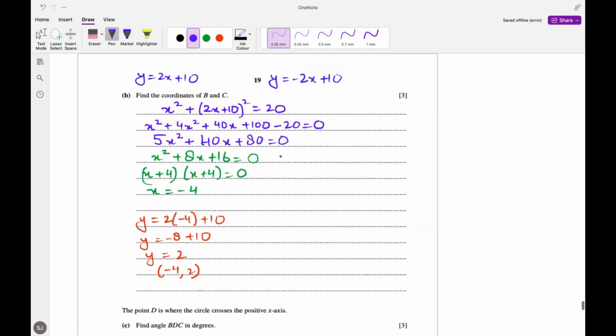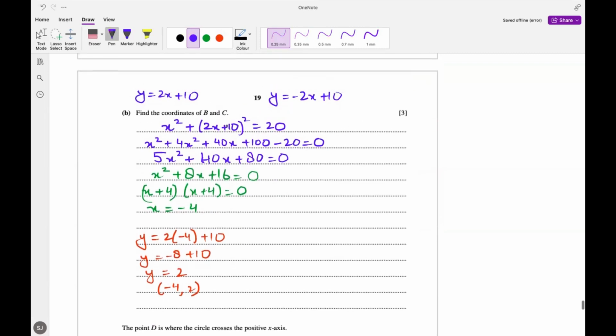And to find the coordinates of C, we'll substitute y equals minus 2x plus 10 into the same equation. So when we do that, the equation will in this case become x squared plus, as it is minus 2x plus 10, we can write it as (10 minus 2x) whole squared equals 20. So this will be x squared plus 100 minus 40x plus 4x squared, and then we can bring the 20 on this side. This is not a 200, this is a 20.